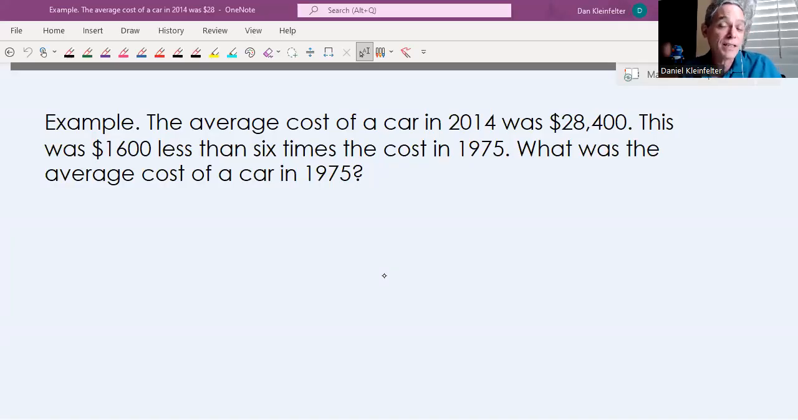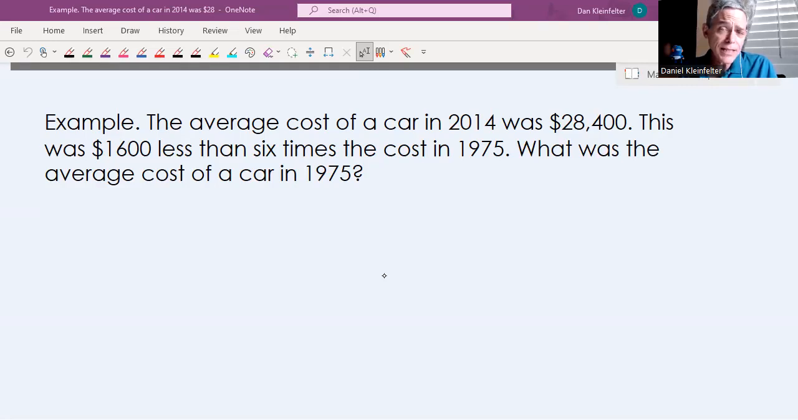Welcome back, everybody. In this video, we're going to do another example of a number problem, and then we'll go on to work on some percent problems. So this one is actually not really a number problem, more just a regular story problem. It says the average cost of a car in 2014 was $28,400. This was $1,600 less than 6 times the cost in 1975. And then the next sentence, what was the average cost of a car in 1975?